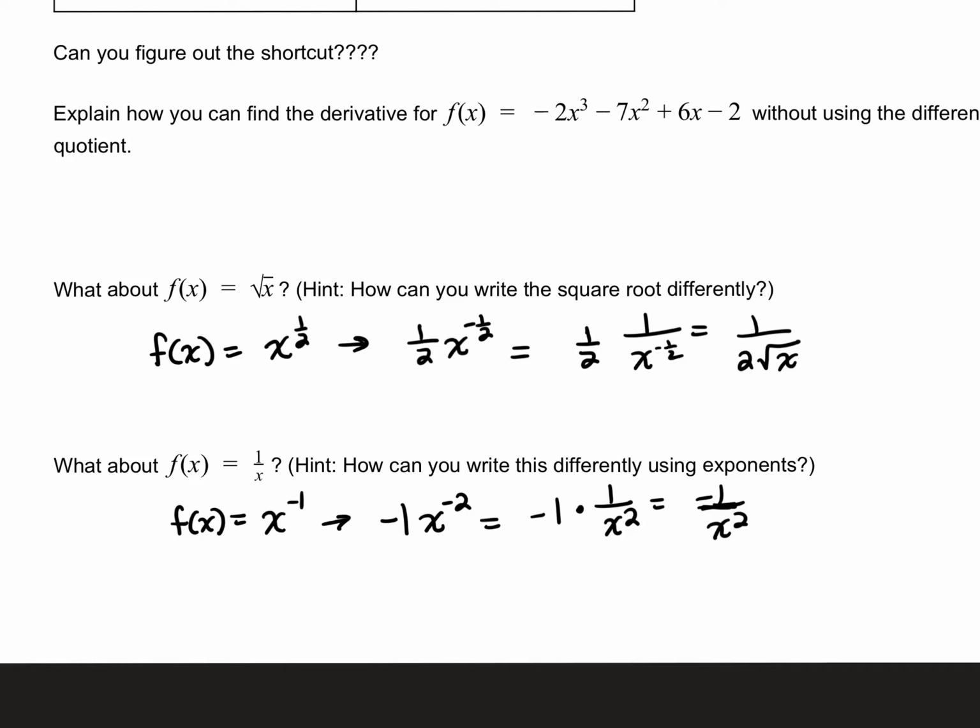Come back, check your answer, and then we'll maybe do 1 or 2 more, and then you'll have some time to practice. So hopefully this is what you found. Again, we take the 3 times the negative 2 to get negative 6, and then reduce the power of x by 1 to get x squared. 2 times negative 7 gives us negative 14. Reduce the power of x to be the power of 1. And then that's just a 1 there. So 6 times 1 is 6, reduce the power of x to be 0, and then our constant term always has a derivative of 0.